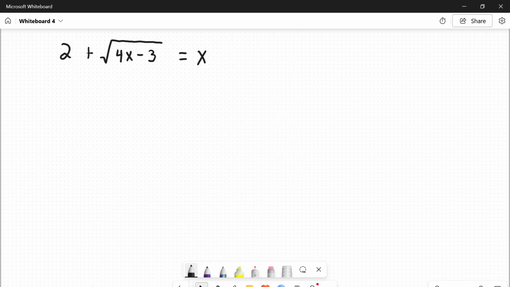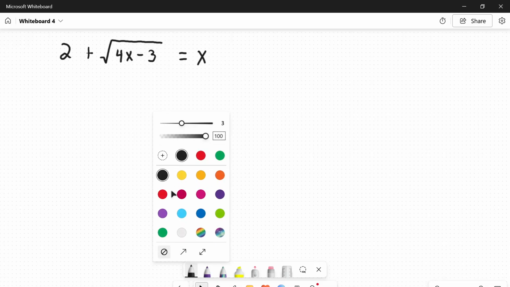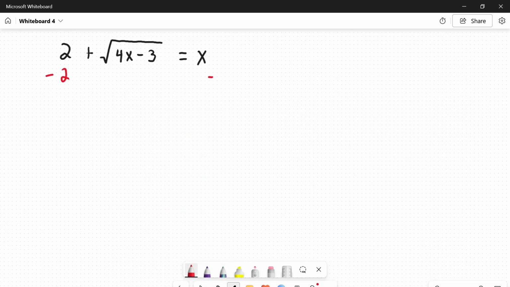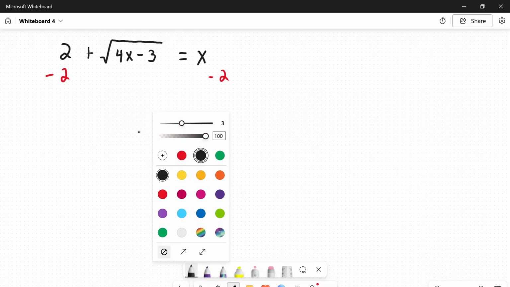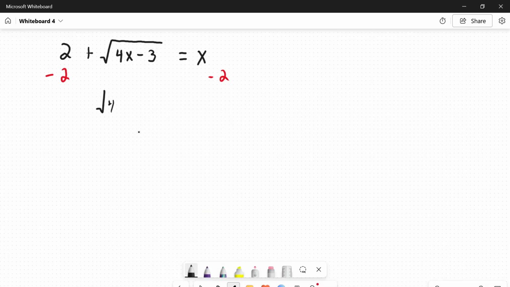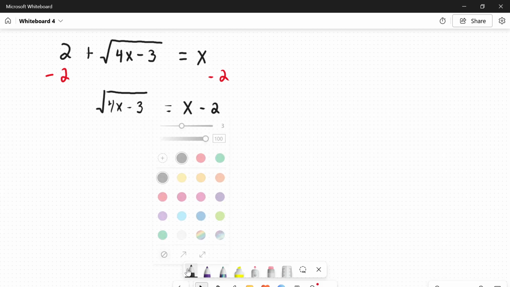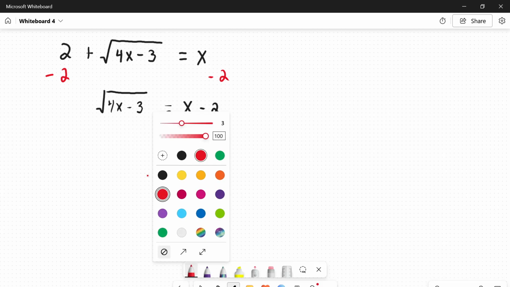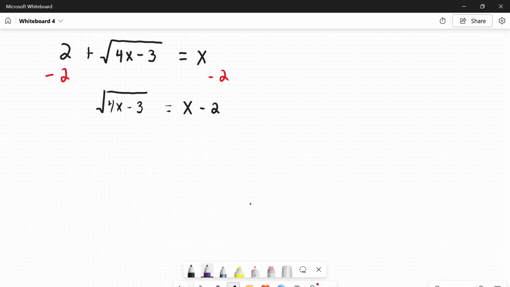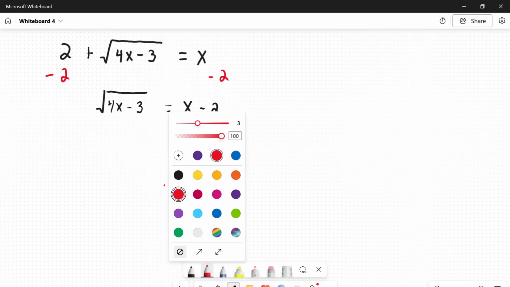So let's get some colors here to show my work. We are going to subtract 2 on the left side, subtract 2 on the right side, and that'll give me the square root of 4x minus 3 is equal to x minus 2. Now I'm going to square both sides. Let me make this one red. It'll be easier to click on later. I'm going to square both sides.